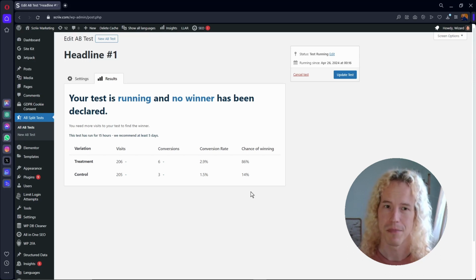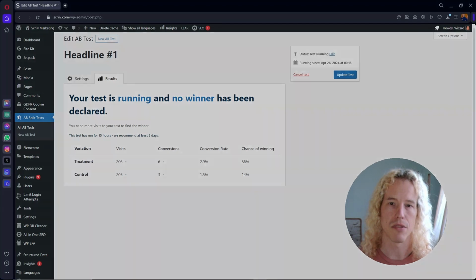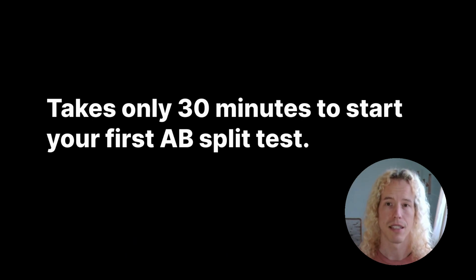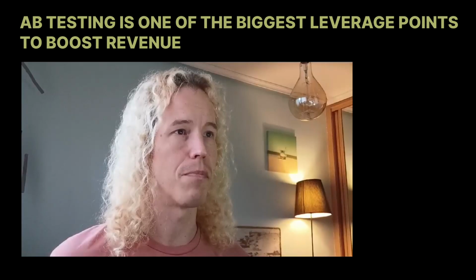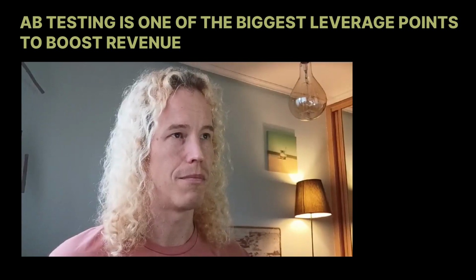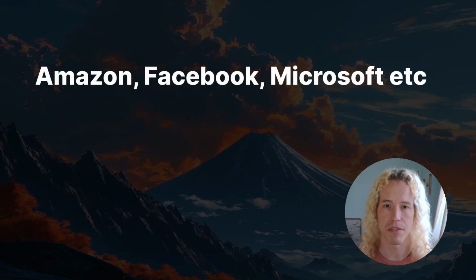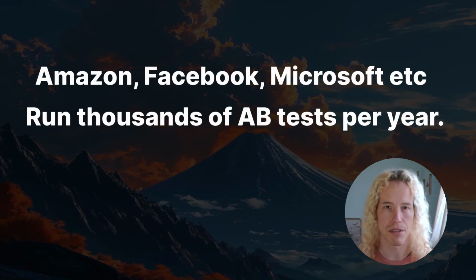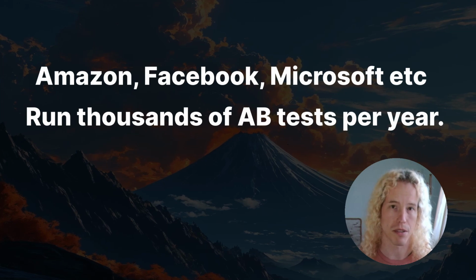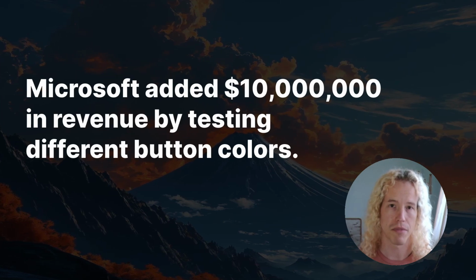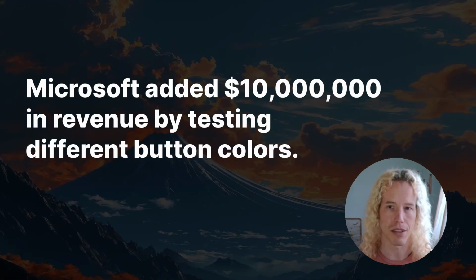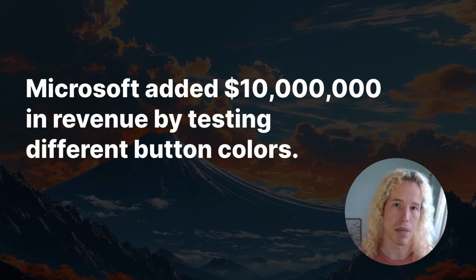Keep testing. If you already have content and you're promoting a product, CRO removes any of the bottlenecks you have in your funnel. And you can start your first test in 30 minutes. This has to be one of the biggest leverage points to pump up conversion rates. Just for reference, Amazon, Facebook, Microsoft, and the other giants are running thousands of tests every year to optimize their websites. Microsoft, for example, added $10 million in revenue by testing different button colors.